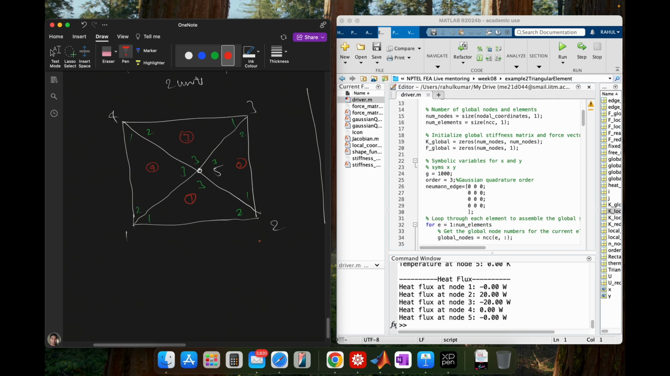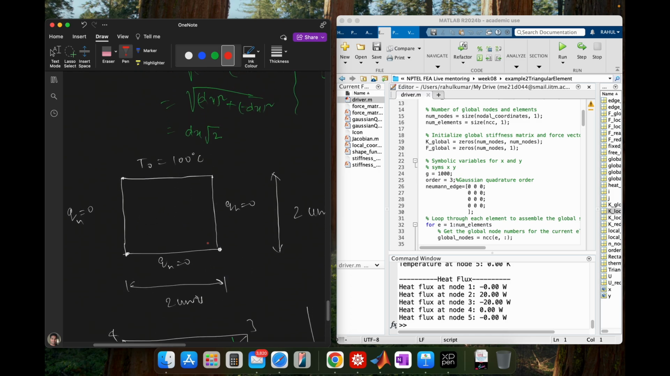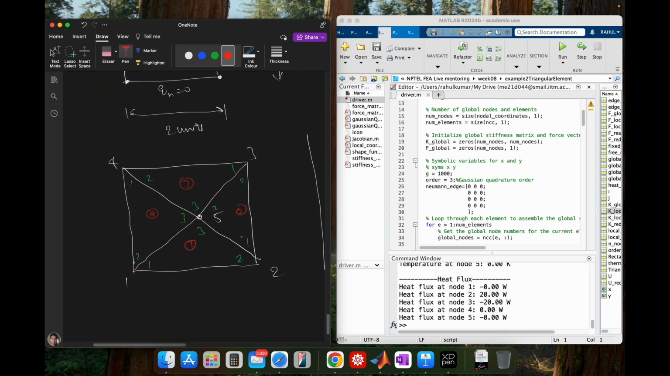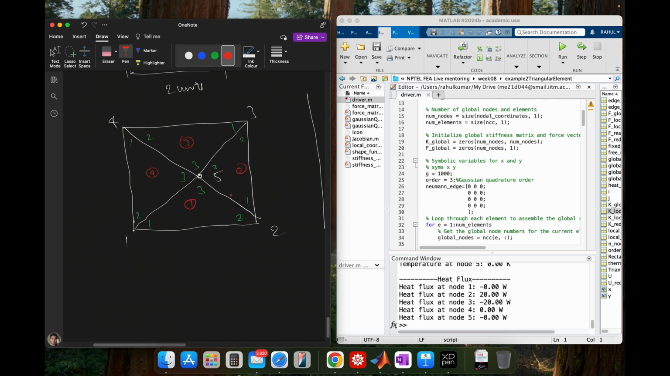So there are 4 elements, and we can also see that there is no such heat flux. That's why for each element we can see that there are 3 edges. Based on that, there is one more thing we need to take care of: we are very concerned about the ordering of these local nodes.